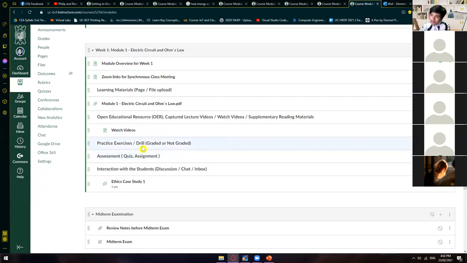And we have here practice exercises or drill. So these practice exercises could be graded or not graded. For right now, I haven't prepared one yet, but maybe tomorrow or tonight, I'll be able to give you guys the practice exercises. This is very important, especially if you're going to have a quiz, let's say, next meeting. Practice exercises are maybe 50% similar to our quiz or assignment.